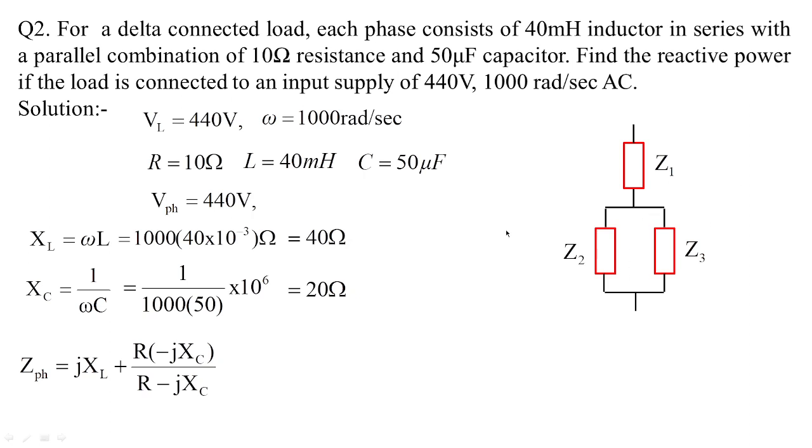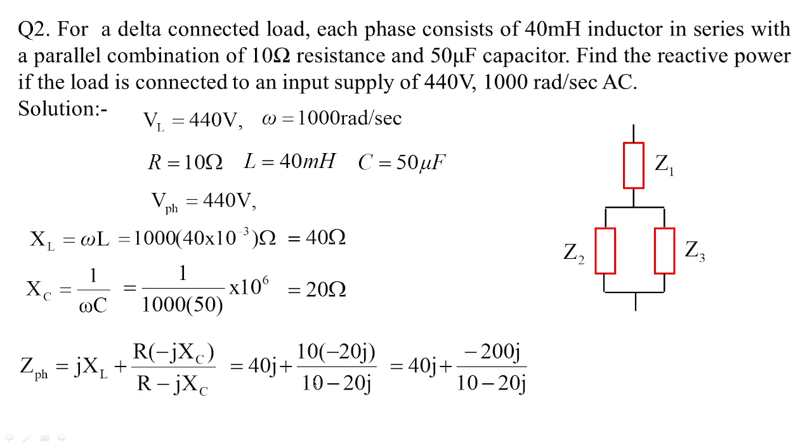So the impedance of one leg will be equivalent to j omega L, because the inductor value is here in reactance form, plus the resistance in parallel with the capacitance. The resistance in terms of the capacitive reactance is given by R multiplied by minus jXC divided by R minus jXC. So just substituting the values: 40j plus 10 multiplied by minus 20j divided by 10 minus 20j, which will give you the value as 8 plus 36j, or this rectangular form can be changed to polar form as 36.87 at an angle of 77.47 degrees.